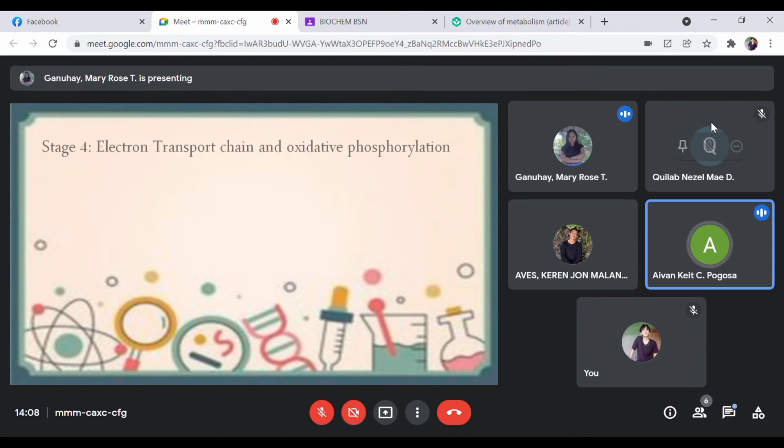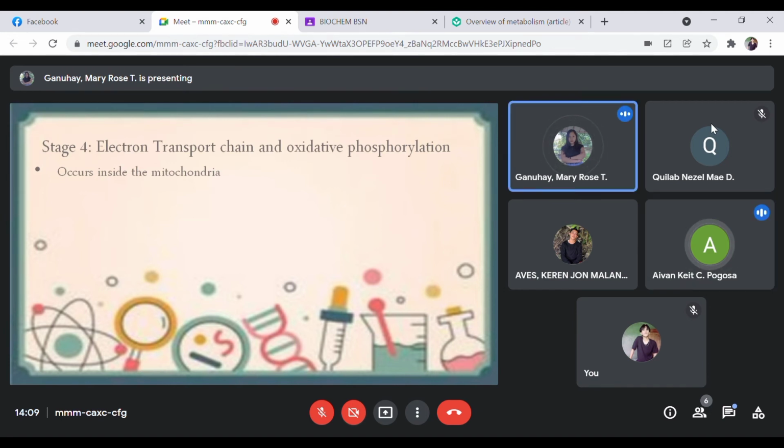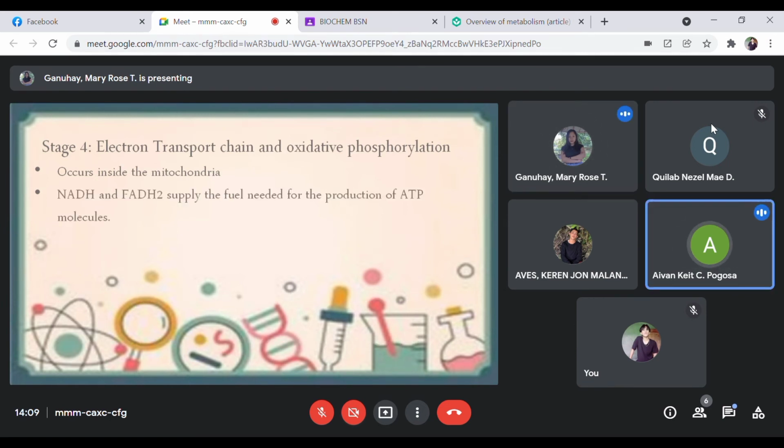Stage 4 is the electron transport chain and oxidative phosphorylation. This stage occurs inside the mitochondria. The reduced forms of nicotinamide adenine dinucleotide and flavin adenine dinucleotide supply the fuel needed. When I say fuel, these are the hydrogen ions and electrons needed for the production of ATP molecules. Here, the oxygen gas that is inhaled by the breathing process is converted to water in this stage.